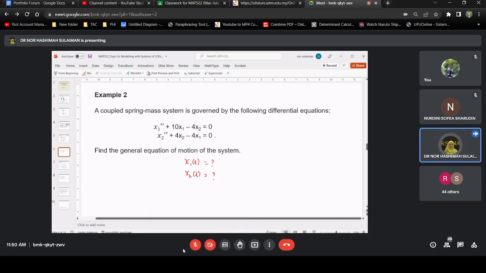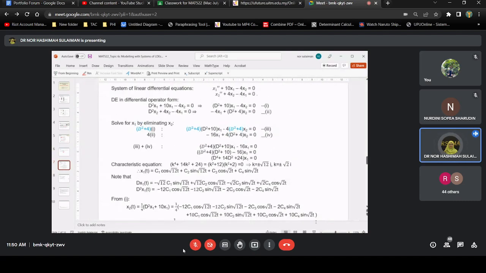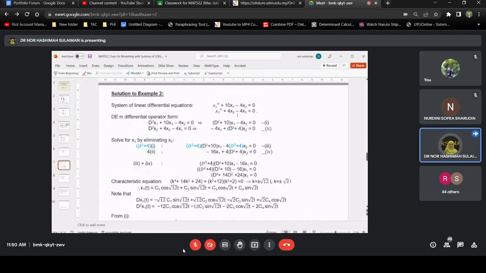Kaedah dia masih juga sama macam tadi, right? And I'm not going to explain to you in detail on this example because there's going to be a repetition. I've already worked out the solution for you. You may want to read on your own on the example macam biasa lah, so just glance through the steps.